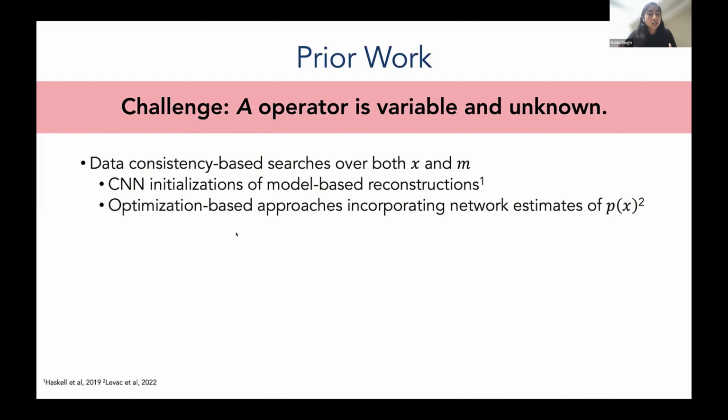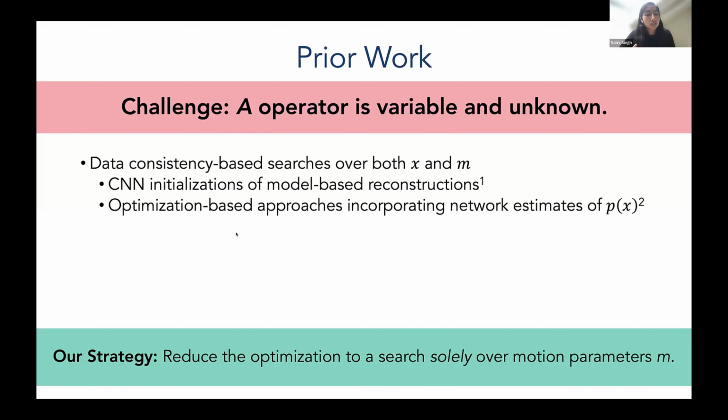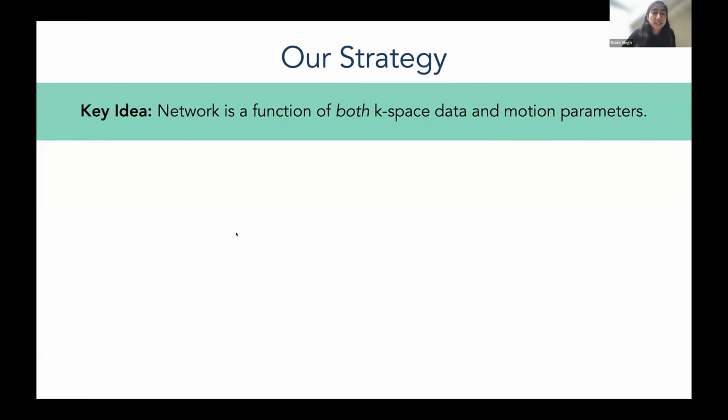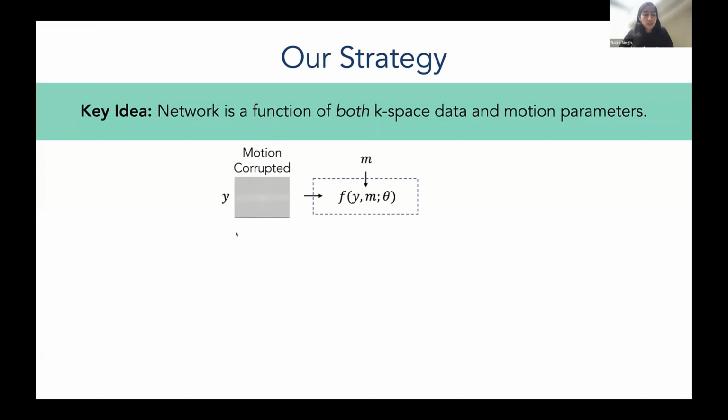So what I'm going to talk about in this section is our strategy to really dramatically reduce this optimization to a search just over the motion parameters M. And the key idea here is, again, extremely simple. It's just that you need to set up your network to be a function of both the k-space data and the motion parameters. So what we do is we have our neural network F.